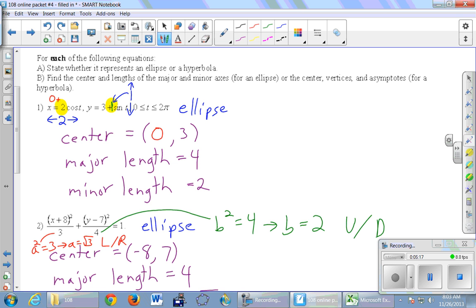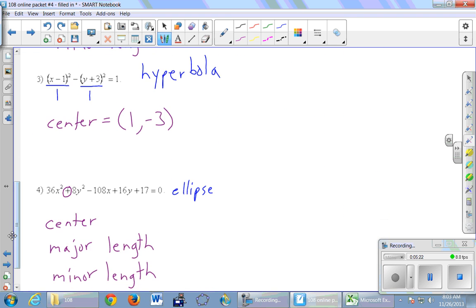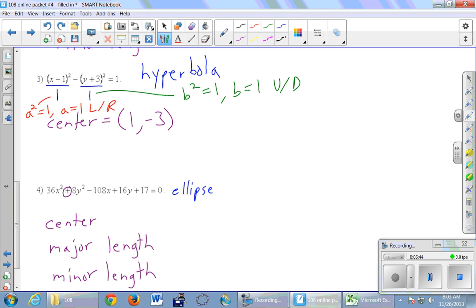Center, vertices, and asymptotes. Okay. So in order to find the vertices, let's again think about our left-right business and our up-down business. So a squared is 1, which means that a is 1, and that's your left-right number. And then looking at this, we see that b is also 1, and that's your up-down number, which means that you're going 1 unit left and right from the center and 1 unit up and down from the center.